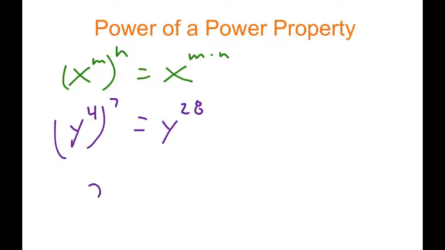All right, let's try 2 to the third power raised to the second power. So now we're going to have our 2, and then third power to the second power, we're multiplying, not adding, multiplying. 3 times 2 is 6. And then our answer could be 2 to the sixth power if we were asked to leave our answer with exponents, or 64 if we wanted to simplify it fully.